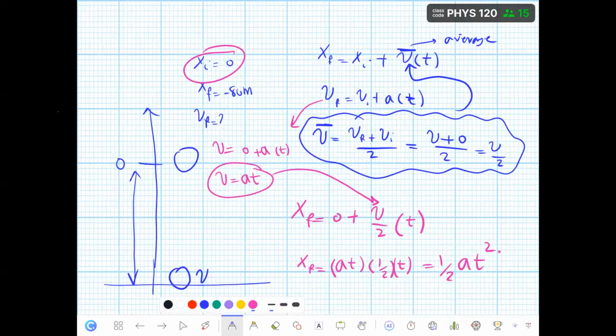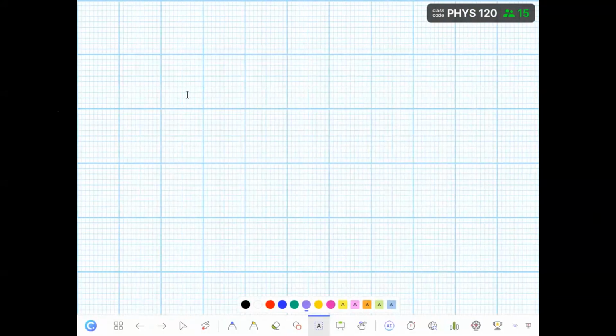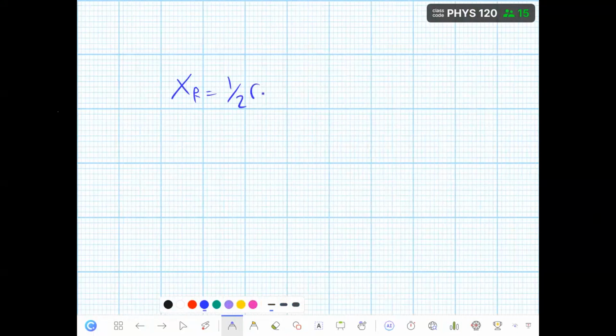Okay, now I have the x final, yes. What is the x final? Negative 80. So I put negative 80 here. Let me just write it down. Okay, let me just open a new page. Okay, so xf equals 1 over 2 a t squared. In the slide, you see it is delta 1 over 2 a t squared. Okay, it doesn't matter. So xf is what?